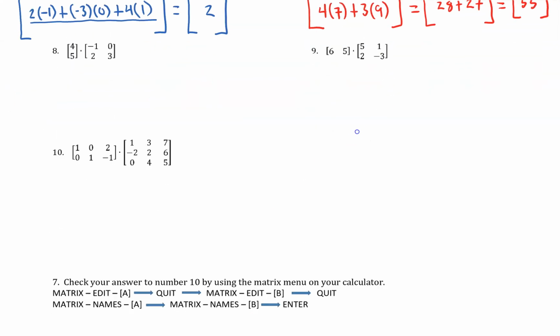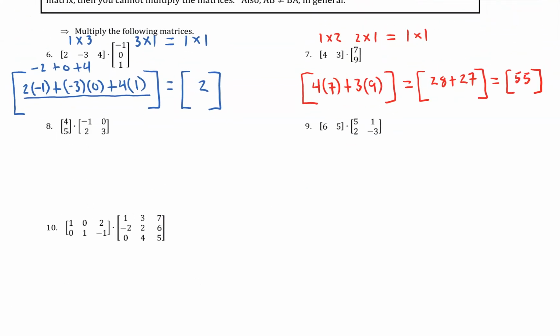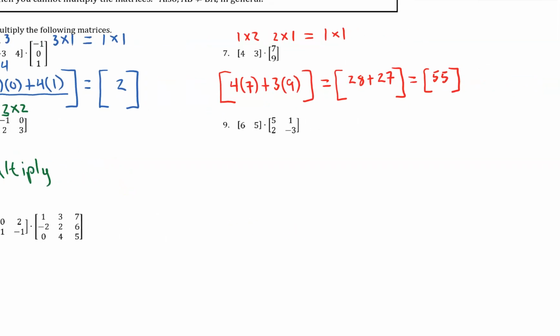Let's take a look at this next one. The dimensions of this thing, the first one, it's a 2 by 1. The second one, it is a 2 by 2. But because the middle numbers are not the same, you can't multiply this one. All right. I'm going to give you a second and try this one. Okay. Pause the video and then work through it.